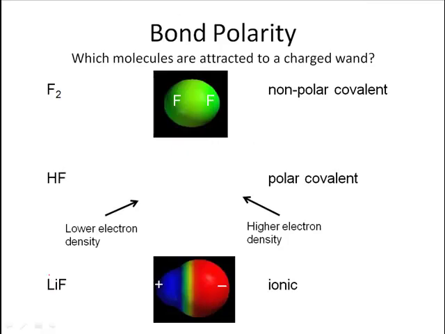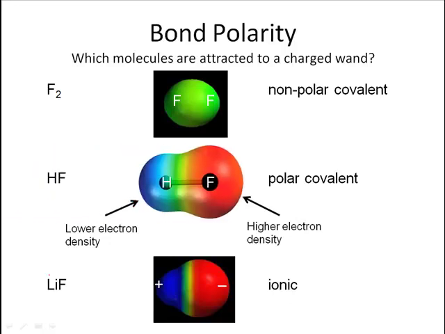Now, bond polarity. Which molecules are attracted to a charged one? If we had fluorine, F2, you'll notice these diagrams are meant to show how the electrons are spaced out. It's called an electron density diagram. This one here shows that the electrons are shared equally. This is what is called nonpolar covalent. Molecules like HF, where the H has a lower electron density and the F has a higher electron density, are called polar covalent, and they get attracted to a charged one.